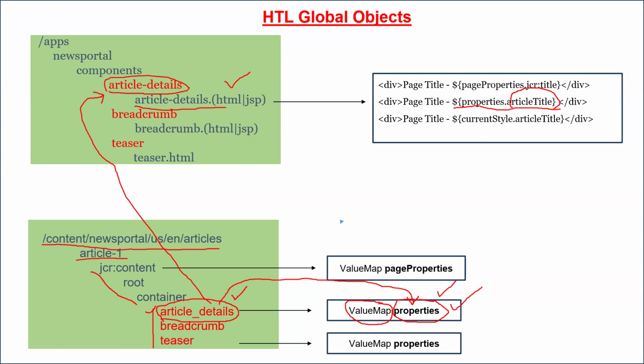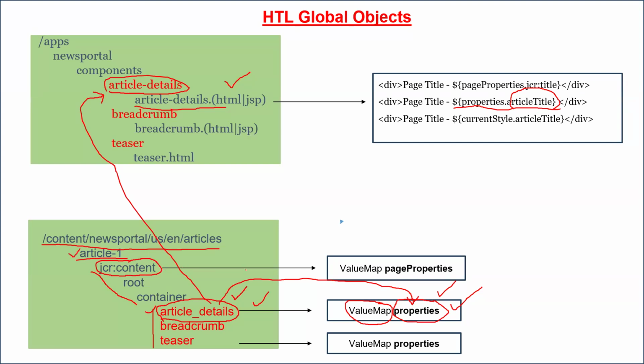In simple terms, properties is a replica of this content node. Whatever properties are there in the content node will be available in these properties, and this object will be available to the .html file. We can call properties.property name, like article title. Similarly, while executing a page, the first node is JCR content. JCR content is the root node of this page. Article 1 is the page. Under article 1, JCR content is the root node of the page.